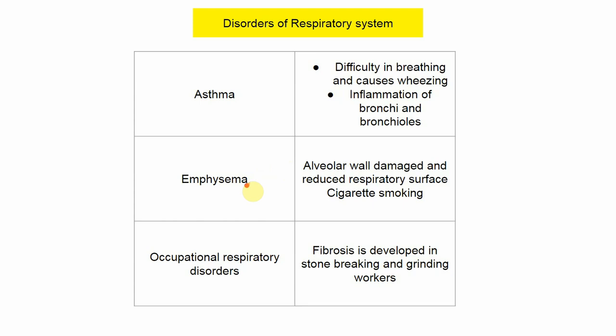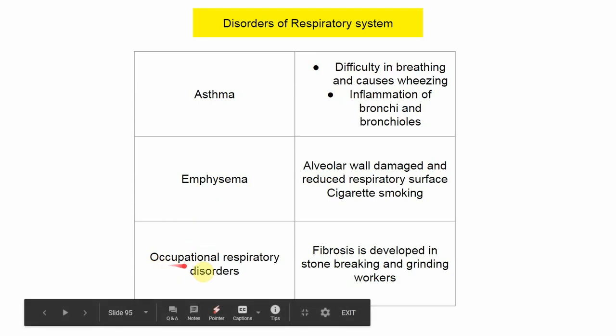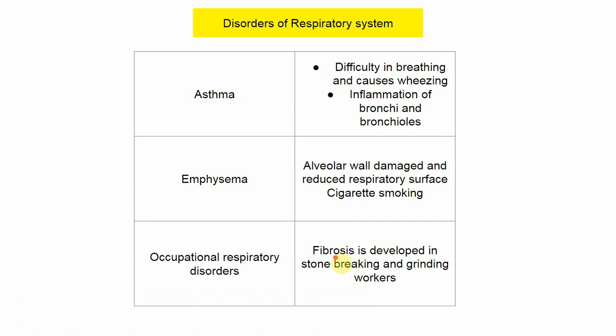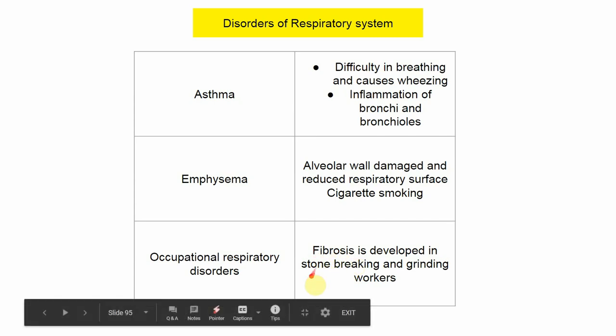The next one is emphysema, and one of the major reasons for emphysema is cigarette smoking. In emphysema, the alveolar wall is mainly damaged and it reduces the respiratory surface. As a result, the rate of exchange of respiratory gases is reduced because of damage in the alveolar wall. Finally, we have occupational respiratory disorders. Here there is a development of fibrosis, especially observed in people who are involved in the stone breaking industry and also the grinding industry.